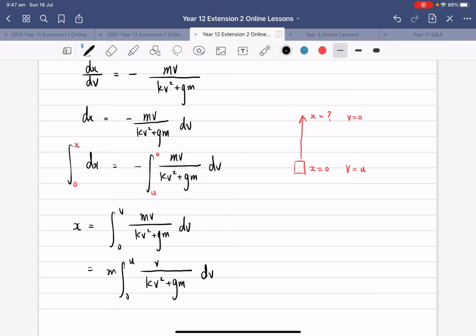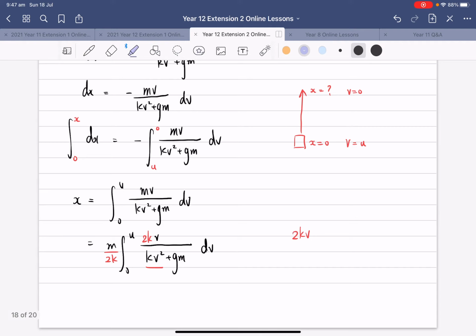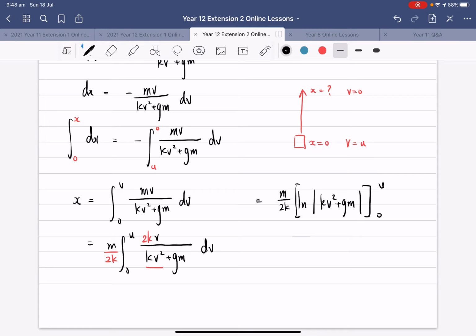All right, so this is just a pretty easy integration. The derivative of the denominator is 2kv, so that means I need to have 2k negative over 2k in the front. Okay. All right, so the answer here, I'm just going to write here, is m over 2k ln absolute value kv squared plus gm. All right, now remember you need to integrate from 0 to u.